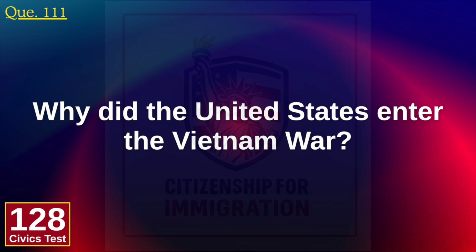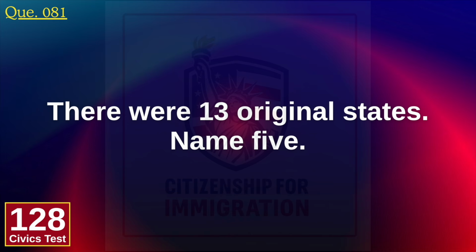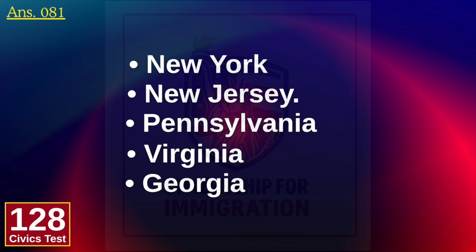Why did the United States enter the Vietnam War? To stop the spread of communism. There were 13 original states. Name 5. New York, New Jersey, Pennsylvania, Virginia, Georgia.